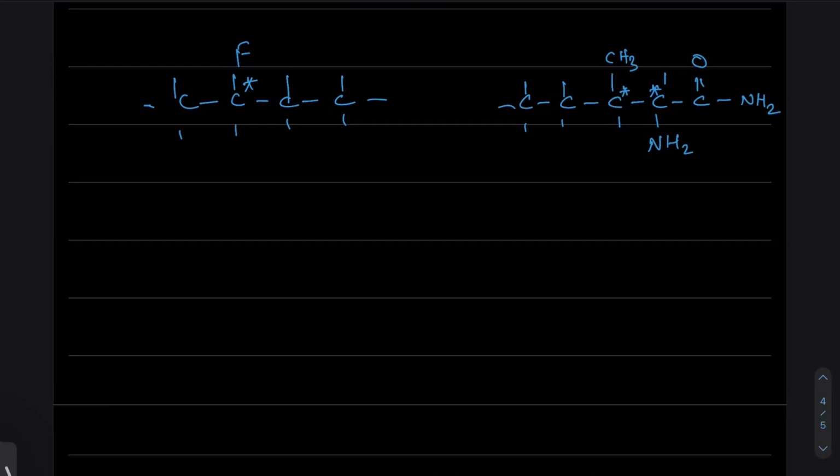So what about the first carbon? Which one? This one or this one? No, so it's from the right. From the right. This one has a double bond. Double bond means it can't be a chiral center. Okay, sir. Okay. Yeah. Now let me give you another one.